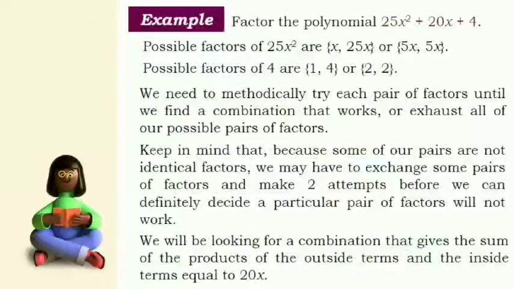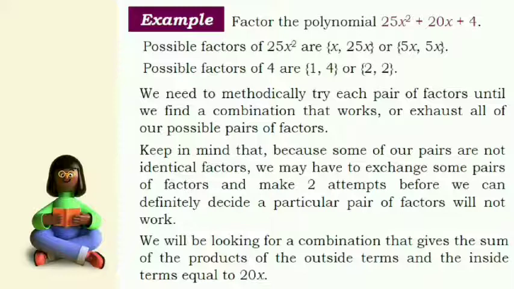For example, factor the polynomial 25x squared plus 20x plus 4. So the possible factors for 25x squared are x and 25x, or 5x and another 5x. Possible factors for 4 are 1 and 4, or 2 and 2.